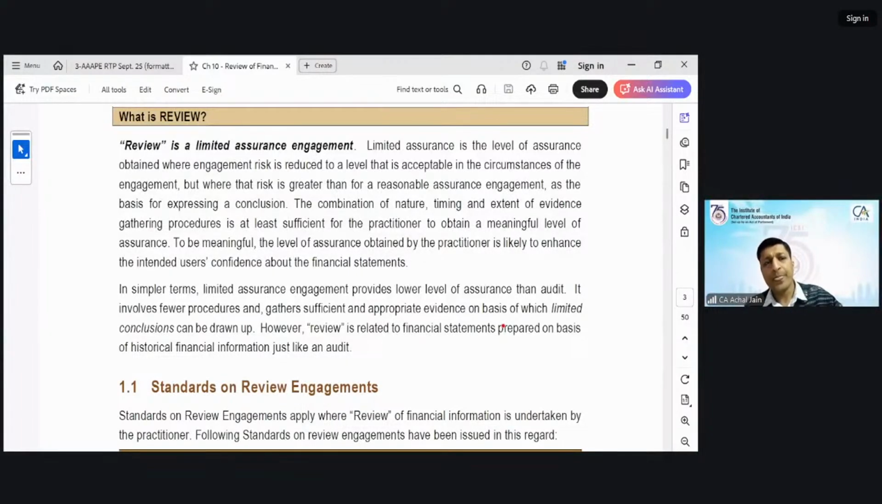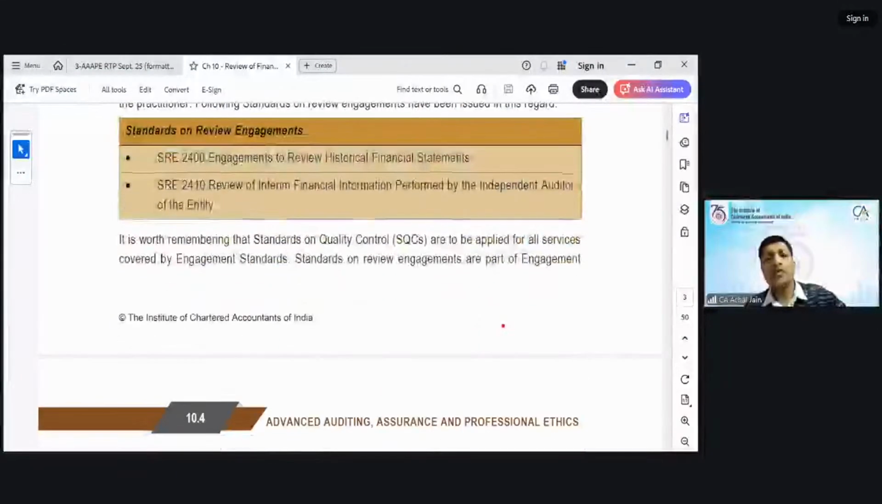Right now, talking about SRE 2400, 2410. See over here, now we have come back to historical financial statements. So all this while when we were discussing projection, pro forma, some of these things were not the historical financial information. Those were the numbers which will be there in the future. But now when it comes to a review, we are not talking about the future numbers. We are talking about something which is in place. So we are talking about actual numbers as per the books of accounts.